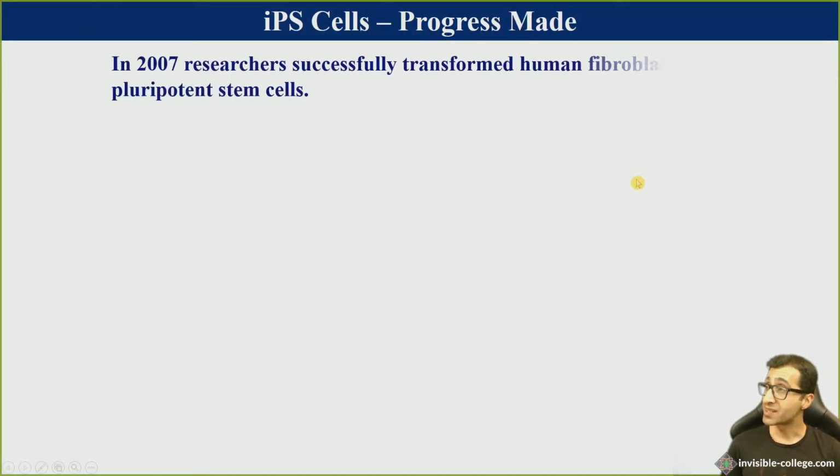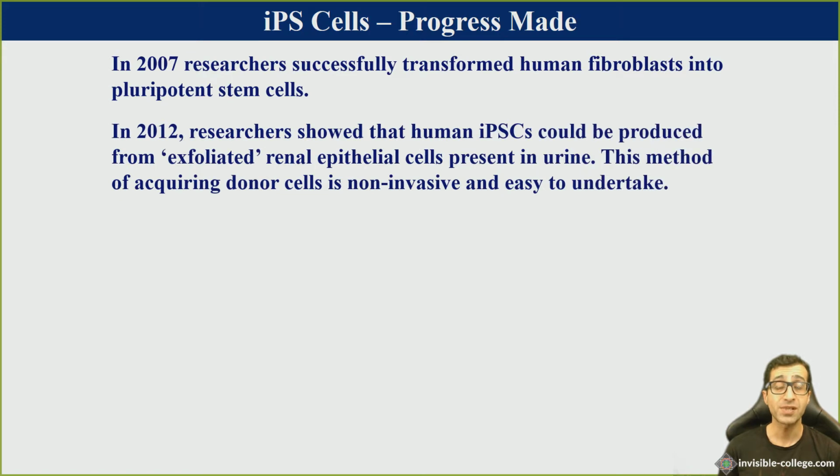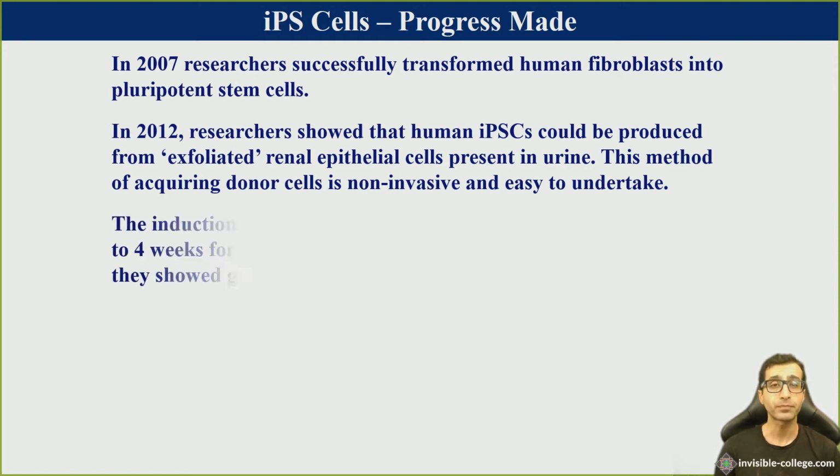So in 2007, researchers successfully transformed human fibroblasts into pluripotent stem cells, and then in 2012, researchers showed that human iPSCs could be produced from exfoliated renal epithelial cells which were recovered from urine. Obviously, this method of acquiring the donor cells is non-invasive, easy to undertake, and is free from the kind of ethical and moral implications of some other forms of acquisition of stem cells.